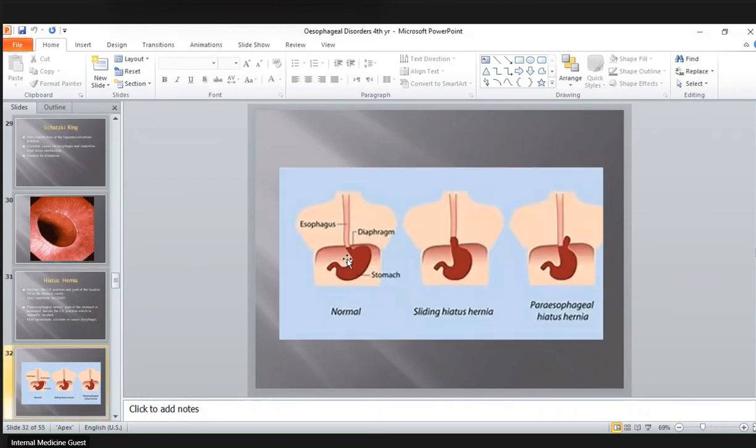This is normal. As you can see, this is the level of the diaphragm. So part of the stomach and the GE junction is sitting above the diaphragm in the thoracic cavity. While here, the GE junction is in its normal location, but part of the fundus herniates beside the esophagus above the diaphragm and sits in the thoracic cavity.